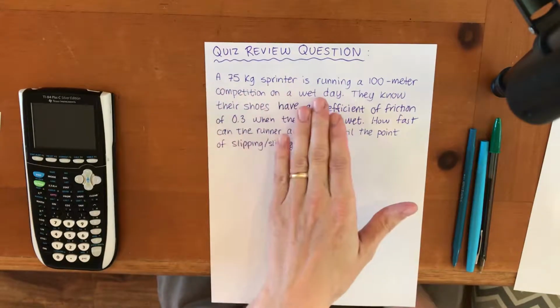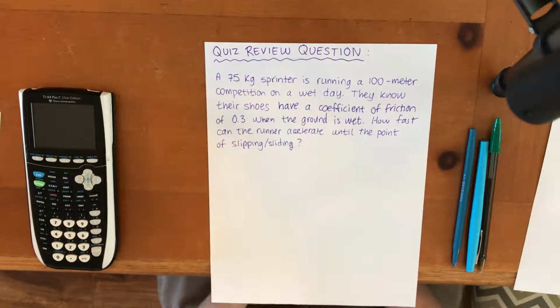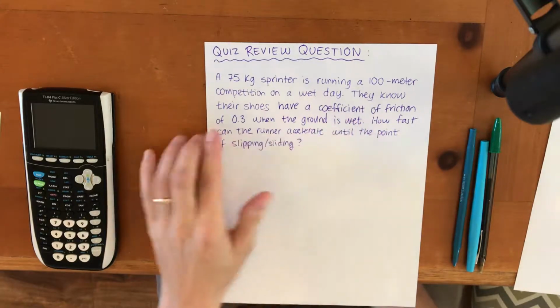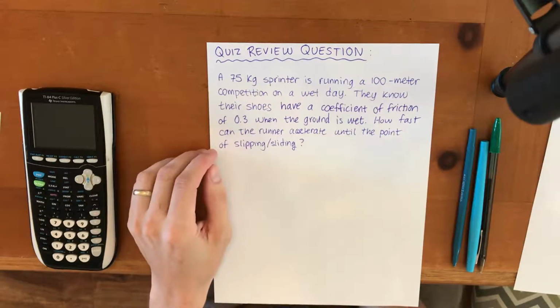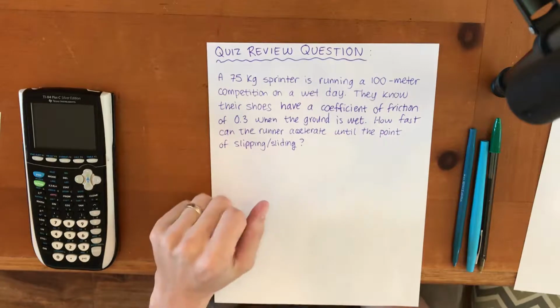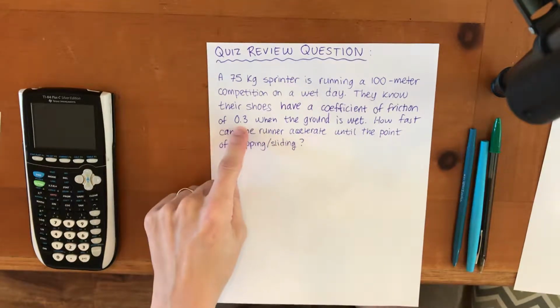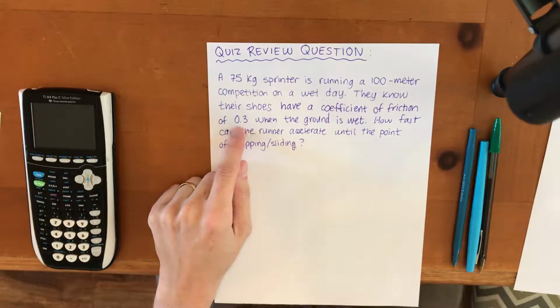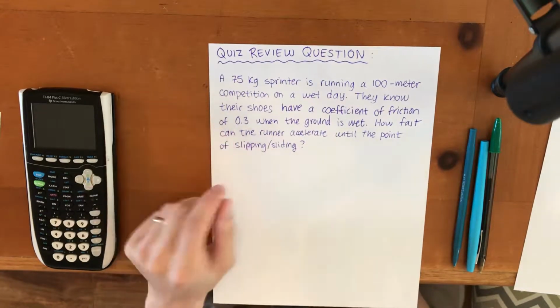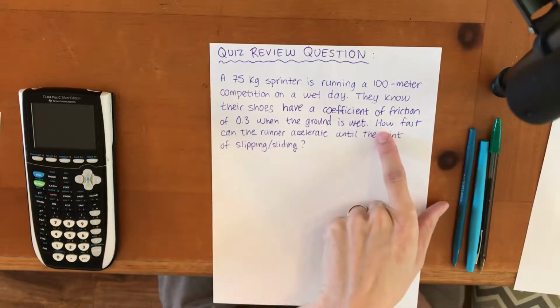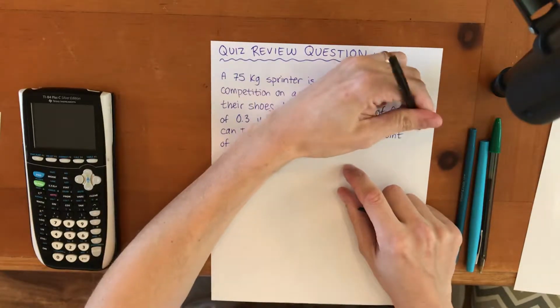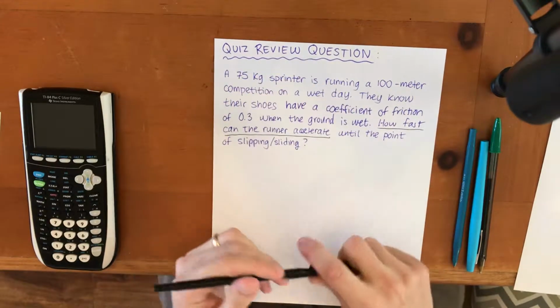So here it is. A 75 kilogram sprinter is running a 100-meter competition on a wet day. They know their shoes have a coefficient of friction of 0.3, for whatever reason they know what that is. But they know they have that as their coefficient of friction when the ground is wet. Normally shoes are going to have a coefficient of friction probably closer to 0.5, 0.6, even 0.7. They're fairly grippy. When you get down to 0.3, things aren't very grippy anymore. That's when things start to get very slippery. And 0.1, you can imagine that's like walking on ice or something. Anyway, the question says, how fast can the runner accelerate until the point of slipping or sliding?